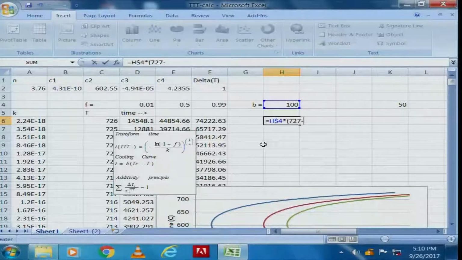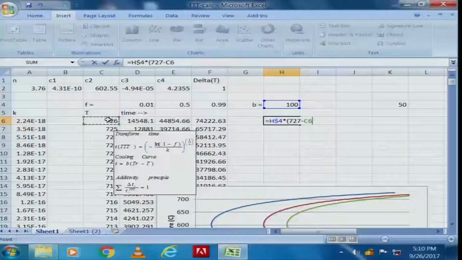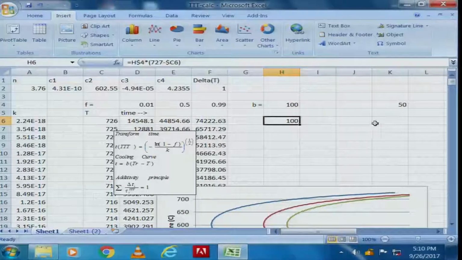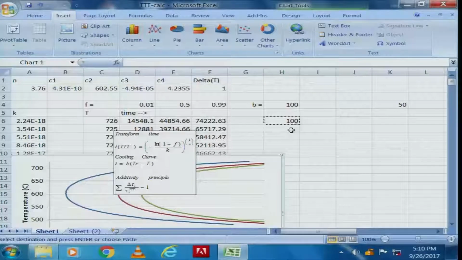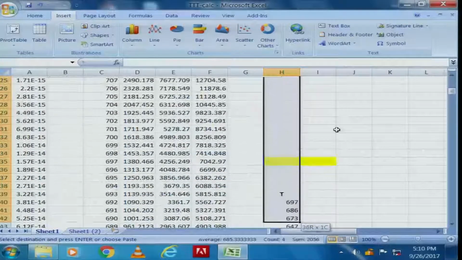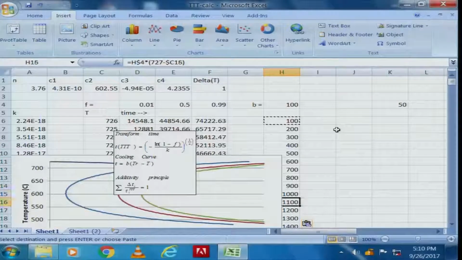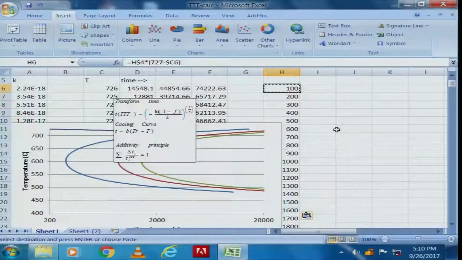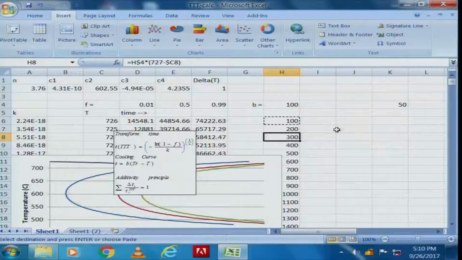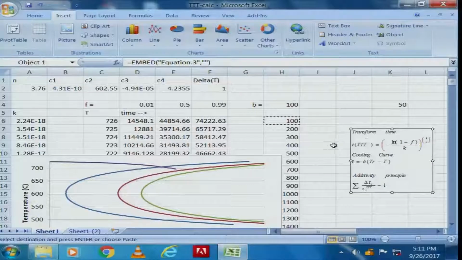So, hence I should start from, let us say, 726, anchor this also in such a way that the column does not change, and I get a value of 100, and I just copy this value down here and paste it here. So, I get these various times at different temperatures. So, my cooling behavior, and if I were to show the cooling rate, well, this is how the cooling rate shows up.